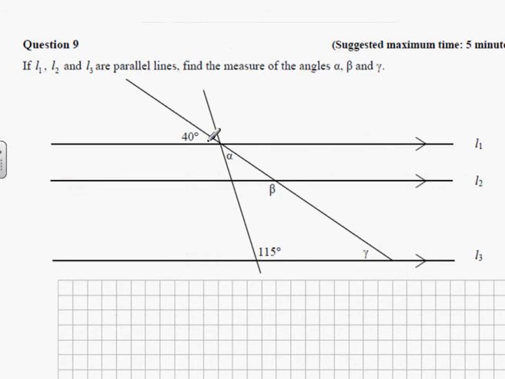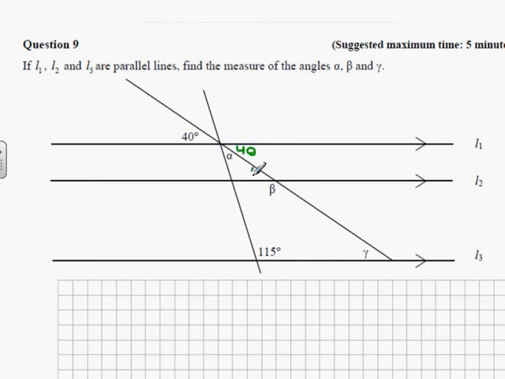Now, this one here, this 40, do you see the 40? It's the same as what? What's opposite it? This one here, right? So let's call that one, that's 40. And then we're going to use Z after that. Everybody see the Z, or the backwards Z? What can we say about this one here? 40.